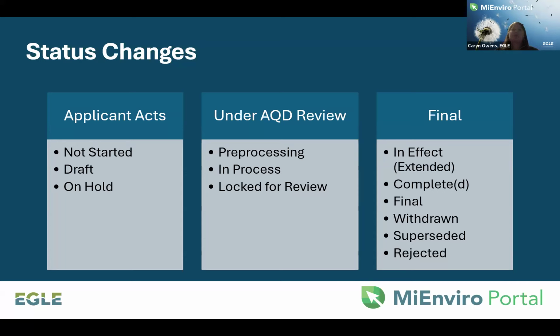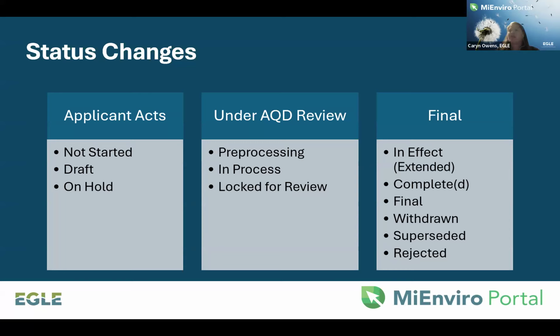So we can see when a form is not started. We can see when the company is actually working on a specific form because that status will say draft. However, we won't be able to see what type of information is going to be included in that form until it has been submitted to us. And then when it's on hold, that means that the Air Quality Division is waiting for the applicant to make some corrections on the form and then send it back to us.